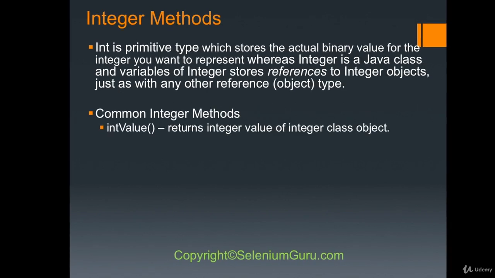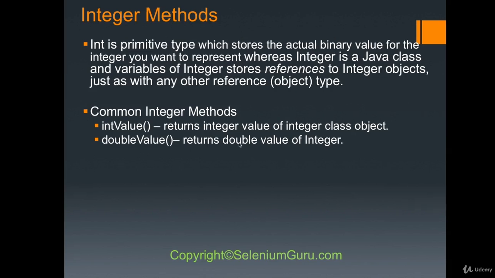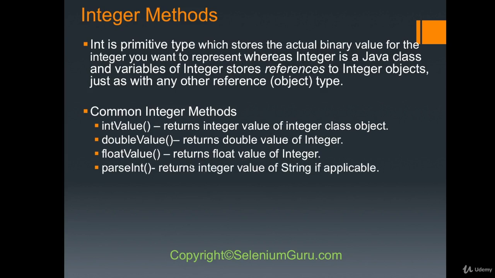So here are the common Integer methods that you're going to use in real time. One of the first ones is intValue. It returns the integer value of the Integer class object. doubleValue: if you have an integer and you want to convert it into a double value, you can use this method. And this is floatValue, which returns the float value.